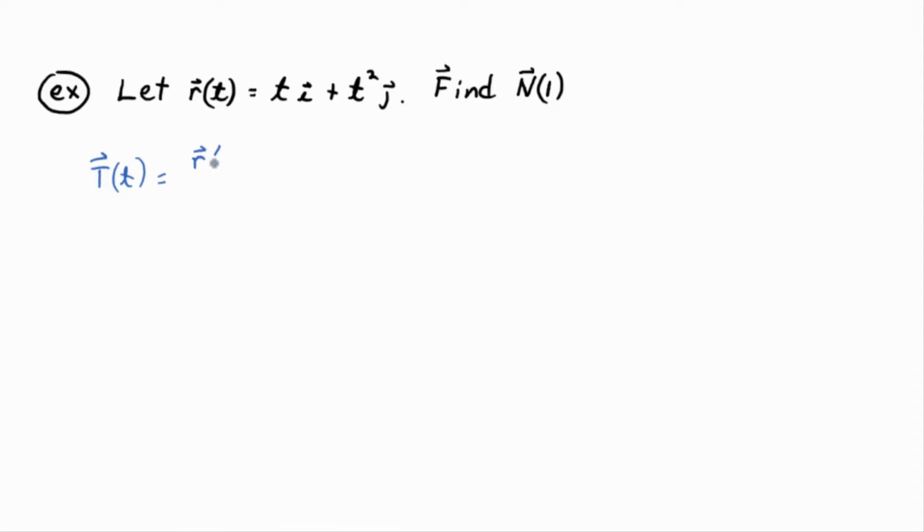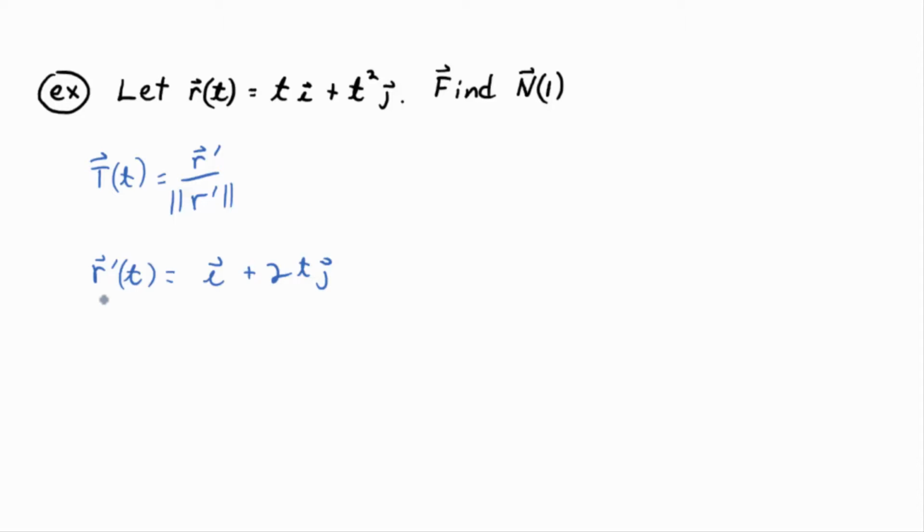you can think of it as r prime divided by the magnitude of r prime, or v divided by the magnitude of v, right? That's T of t. I'm just being lazy and leaving off the function notation. So that tells us what to do. What do I have to find first? R prime. So what is that? R prime of t is equal to i plus 2tj. Everybody believe that?